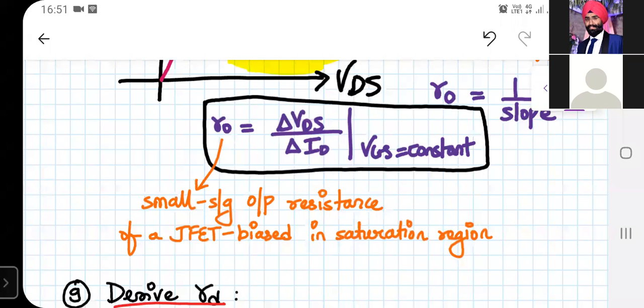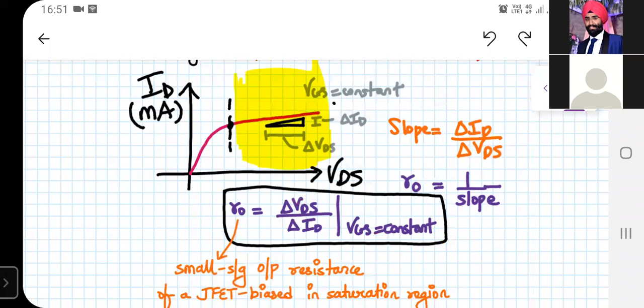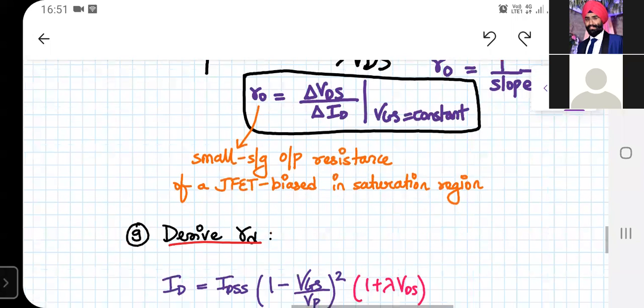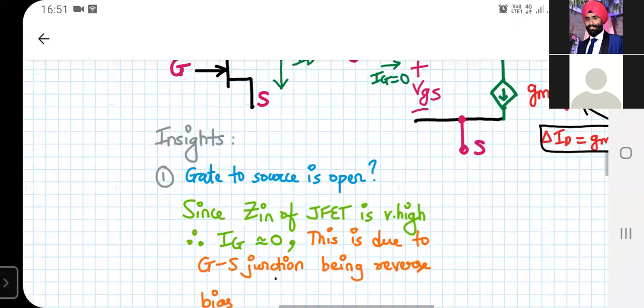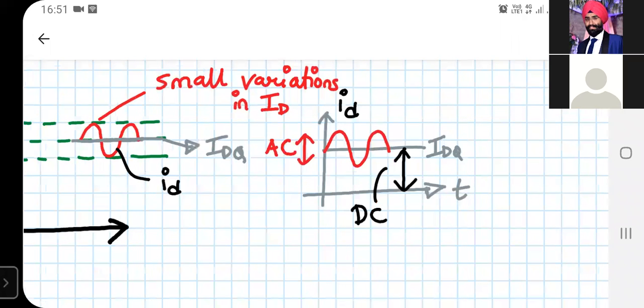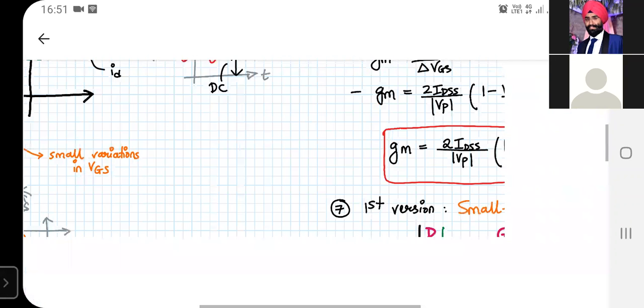This yellow color region, as I've already told you, is the saturation region for the MOSFET. So this is again a small signal output resistance, where delta VDS and delta ID represent small changes in VDS and small changes in ID. You remember earlier we started the lecture with these small changes in ID, this diagram which you see over here. Fine. Now let me get back to the topic.